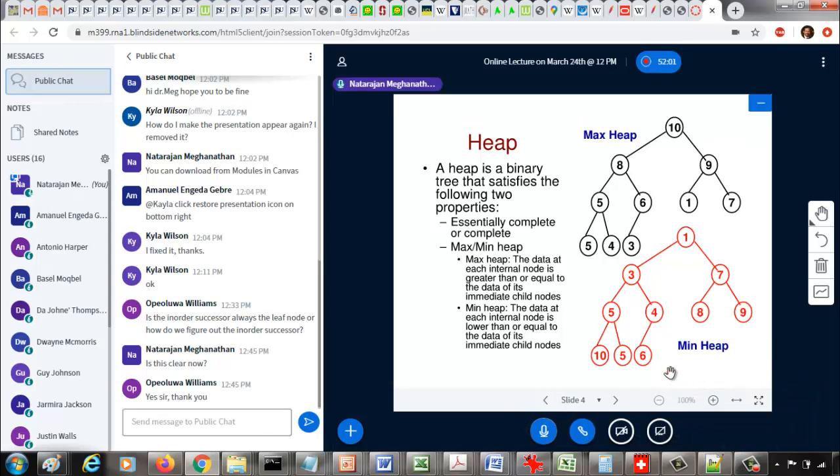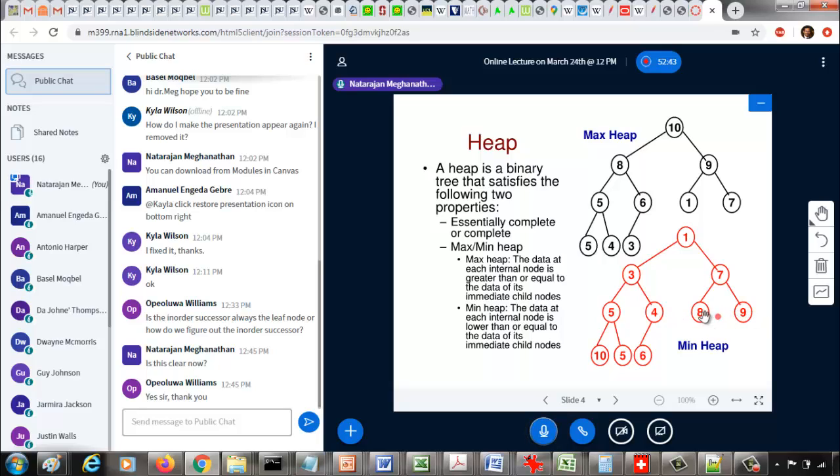Now we can also have a min heap. Again, a min heap is a binary tree which is either essentially complete or complete. With regard to the data, every internal node should be less than or equal to the data of its immediate child nodes. So 1 is less than or equal to its two child nodes 3 and 7, and 3 is less than its two child nodes 5 and 4. You could think whether the left child data should always be greater than the right child. No, not necessarily. Here it is 5 and 4, whereas here it is 8 and 9. So it's okay either way.